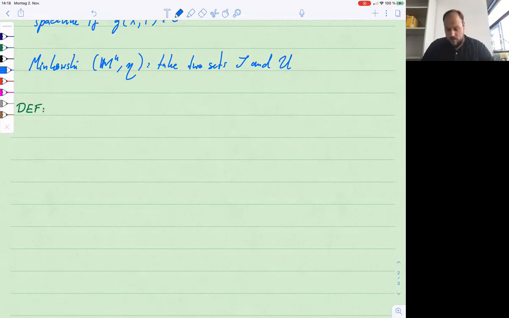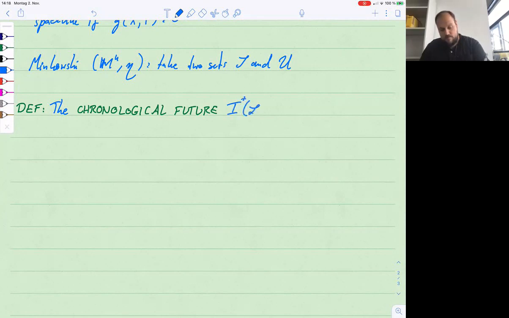Again, a definition. This one is the chronological future. There is a chronological past, which is defined in the same sense. This is called I plus of S relative to U. Those concepts are really general and they're not easy to digest. So if it's not yet 100% clear, it might take some time to think about it. You can also send me a message when it's unclear and we can talk about it. That's not an issue.